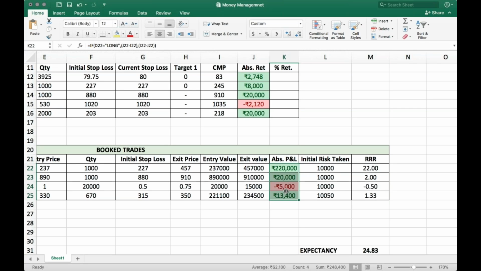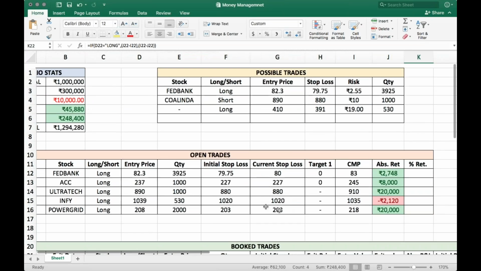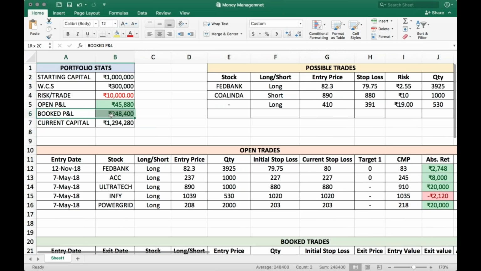Again, depending on your performance, these numbers will be red and green, red and green, red and green. And if I sum them up, will I get something called booked P&L? Yes. At the end of a certain number of trades, if I ask you how your trading is shaping up, you started with 10 lakhs. If you add the 10 lakhs with open P&L and booked P&L, this should give you the number.